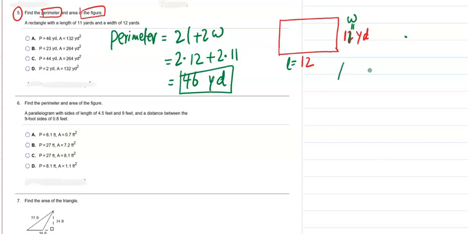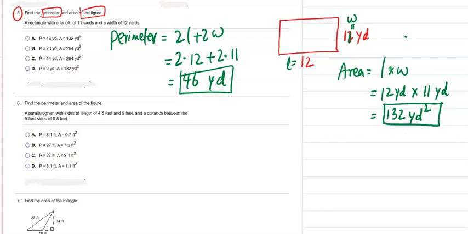To find the area, notice that this is a rectangle. Again, you'll refer to the formula. Area for the rectangle is L times W, or LW. L is 12 yards times W is 11 yards. You multiply 12 times 11, and you get 132 yards to the power of 2. We call it square yards. So that is the area. So the answer must be A.